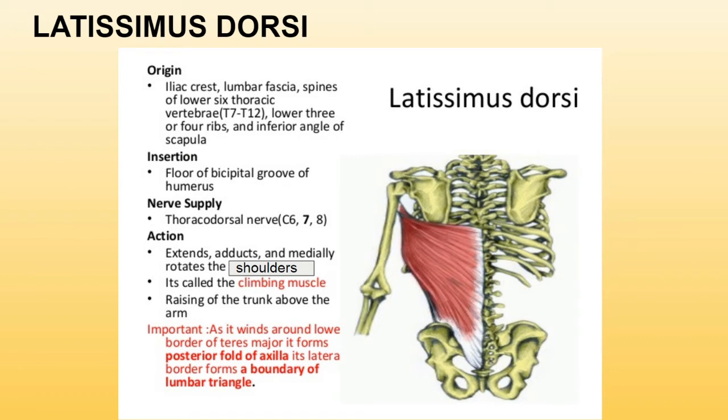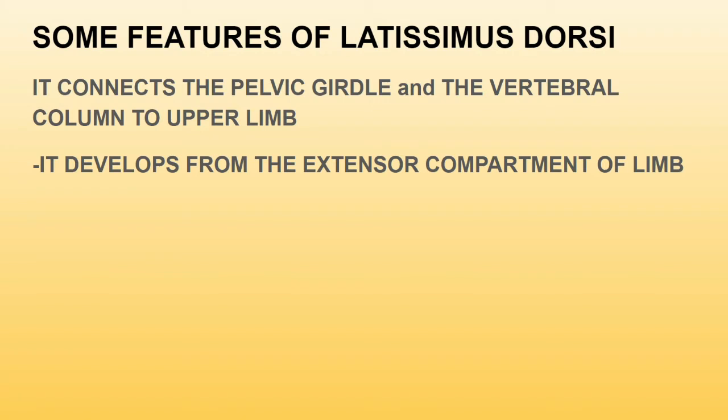Before going into this, we will discuss the important things about the latissimus dorsi muscle. Now the main features of the latissimus dorsi muscle are, this is the only muscle which connects the pelvic girdle and the vertebral column to the upper limb. It mainly develops from the extensor compartment of the lower limb, but then after its development, this latissimus dorsi migrates to the wide attachment on the trunk and takes its nerve supply, thoracodorsal nerve, along with it.